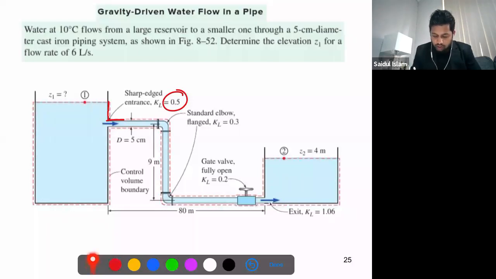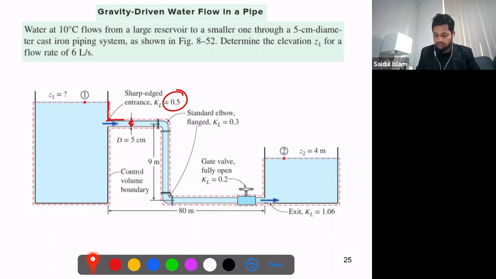Look carefully, this diameter, from here to here, is 5 centimeters. So this pipe is a 5 centimeter diameter pipe, and from the inlet to the outlet it is 5 centimeters throughout. You look here, from here to here, this is 9 meters.